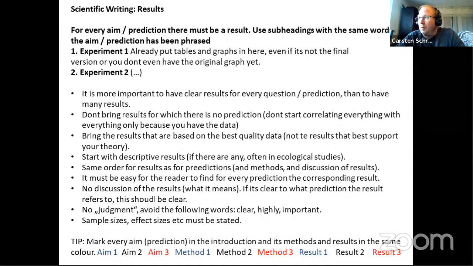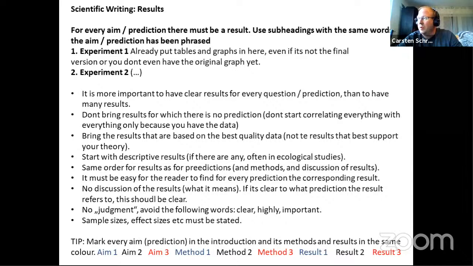So this part about the results in the scientific manuscript is relatively short. You should be clear. It should be easy to find the results to the predictions, and you should avoid any discussion or meaning of the results in the results section, but keep this for the coming discussion.